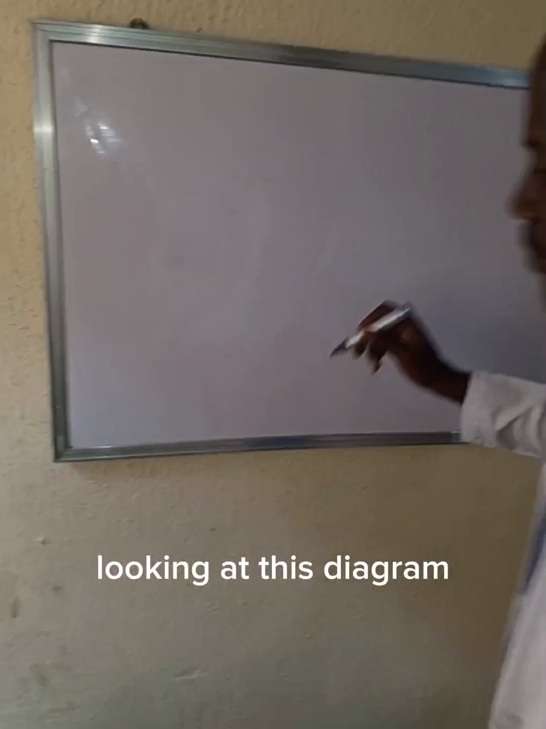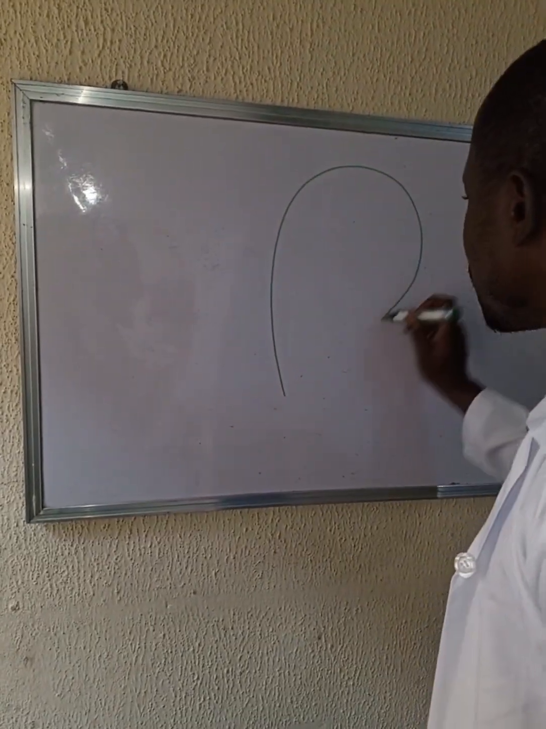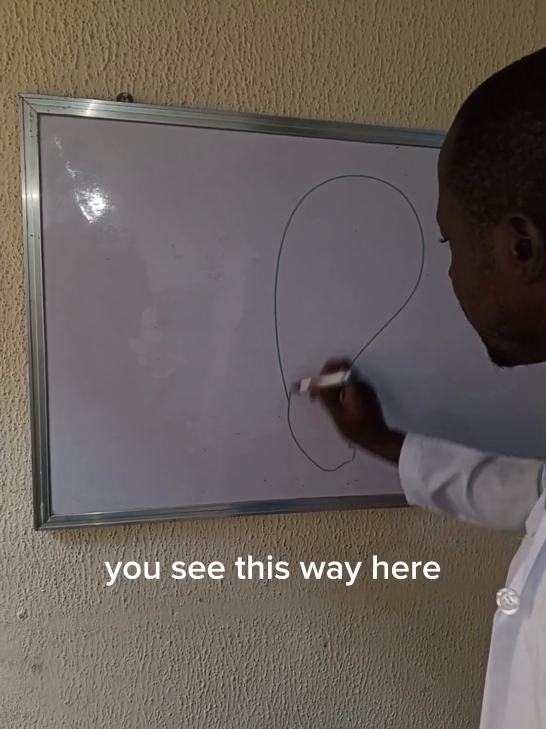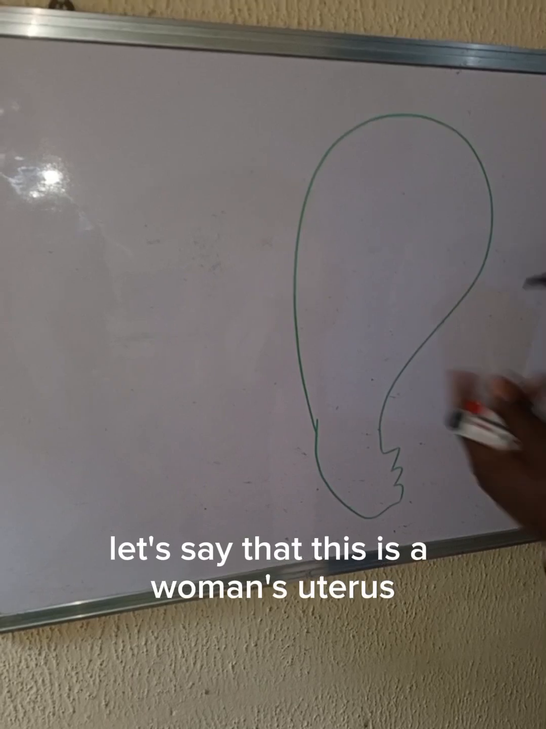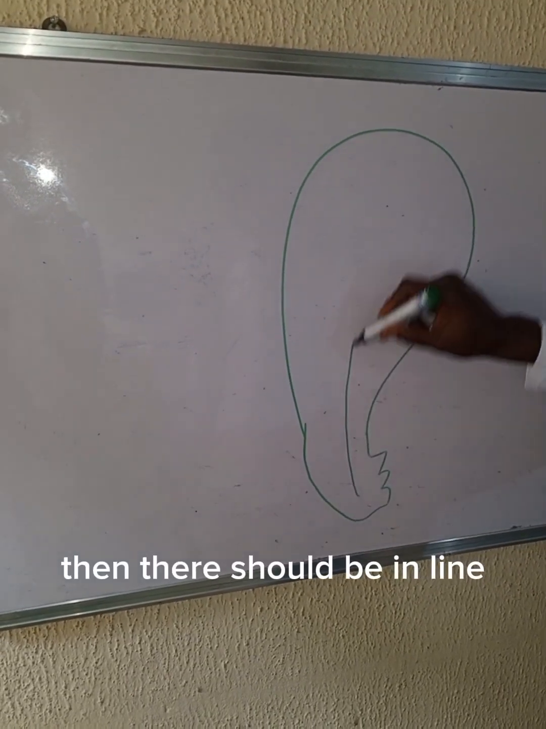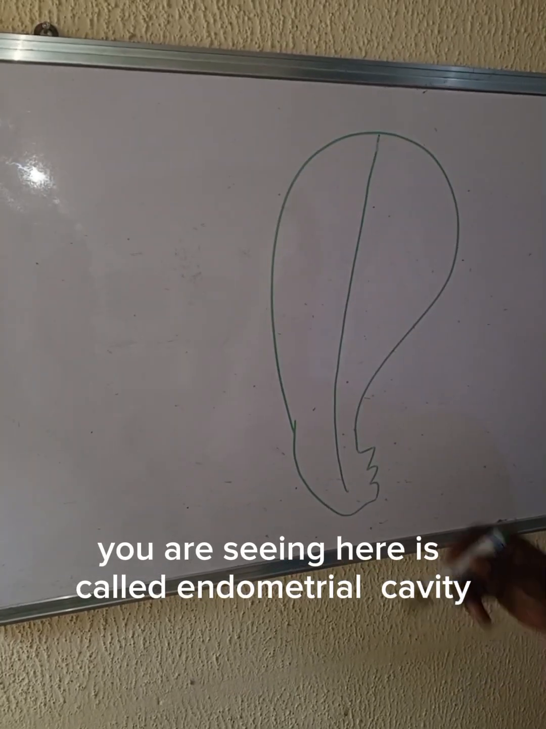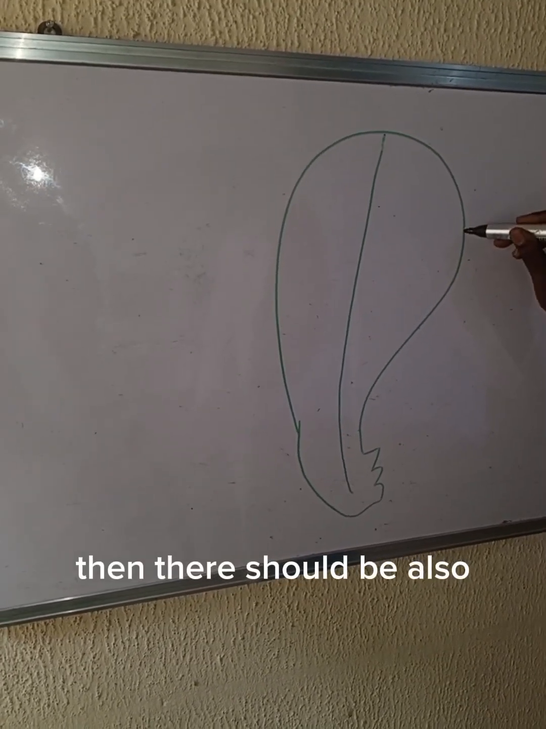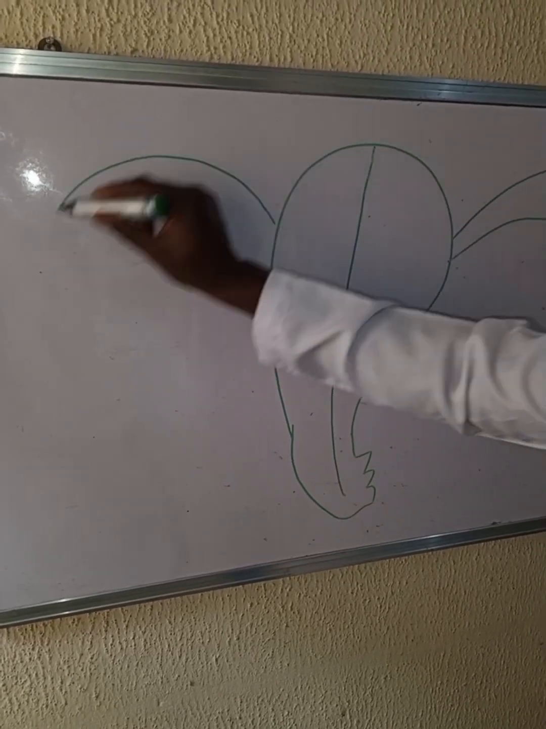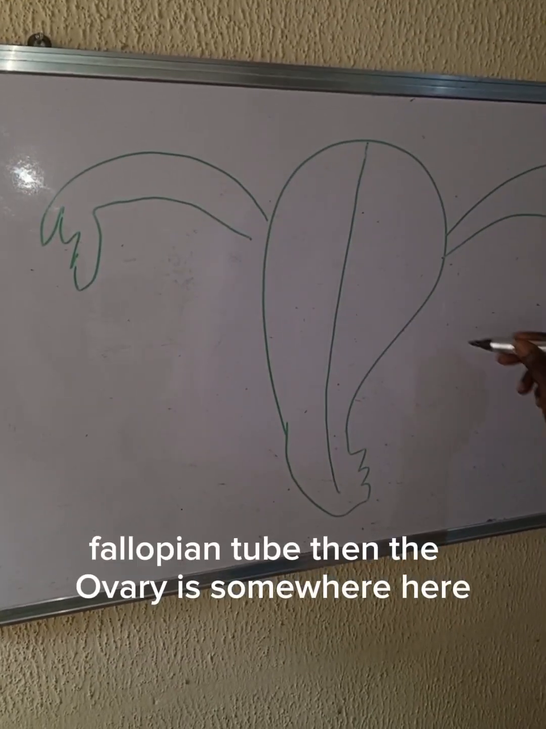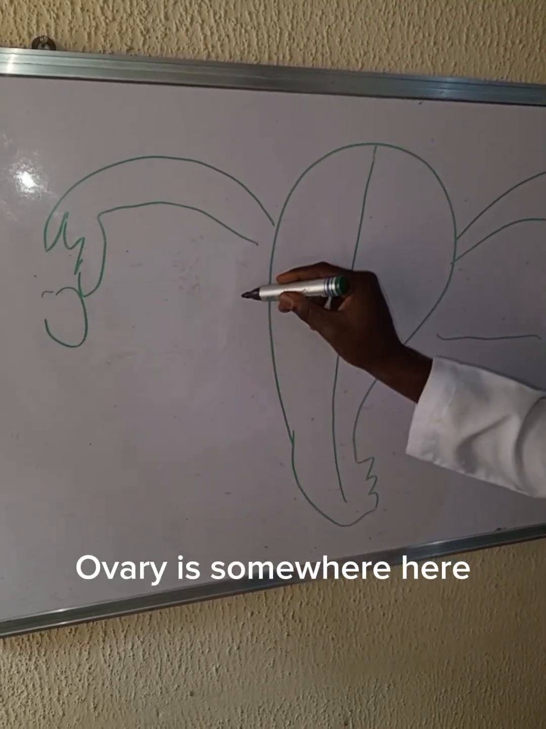Looking at this diagram that I'm going to draw, let's say that this is a woman's uterus. Then there should be a line here. This central lining you are seeing is called the endometrial cavity. Then there should also be the fallopian tube, then the ovary is somewhere here.